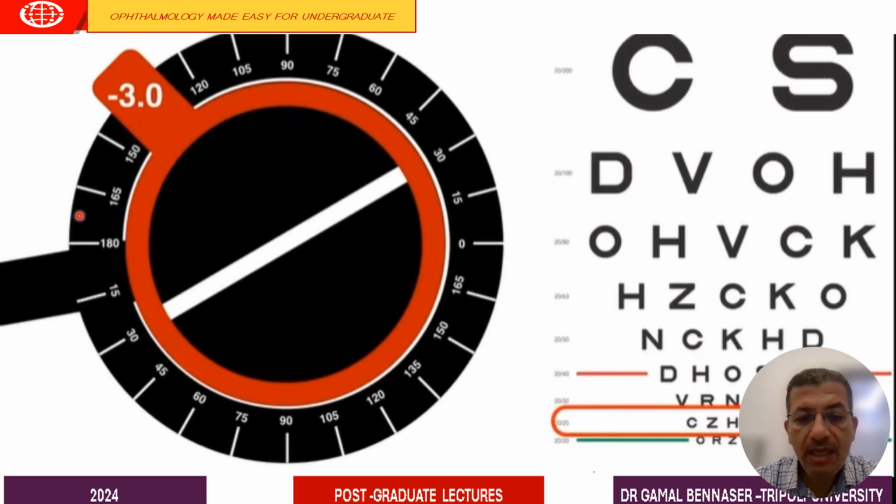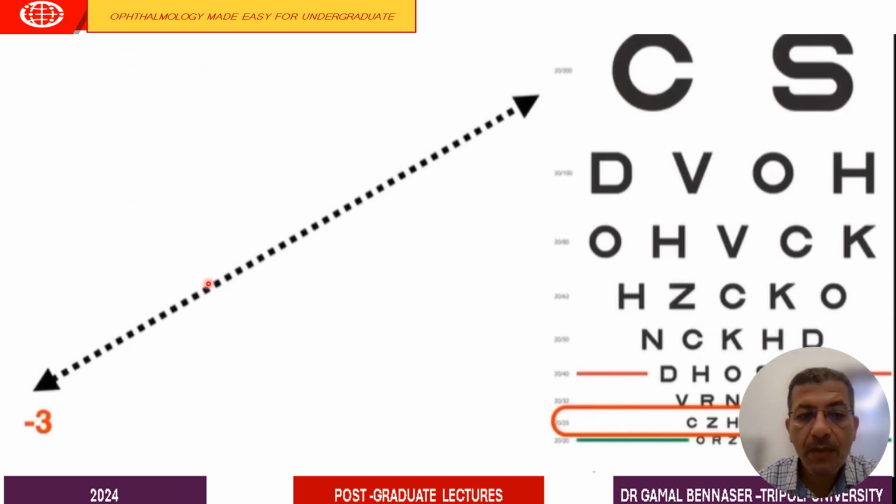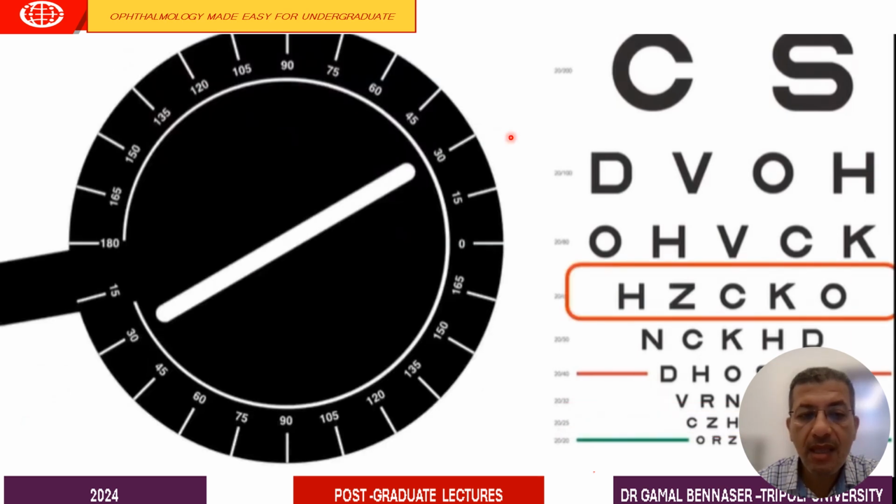Then we add -3, as you can see here. So he improved, for example, to 6/9 or 6/6 vision. So this is the best meridian for this patient. This is the best power. So we have verified the axis and we have verified the power. And we fix this meridian as the best principal meridian in this direction.